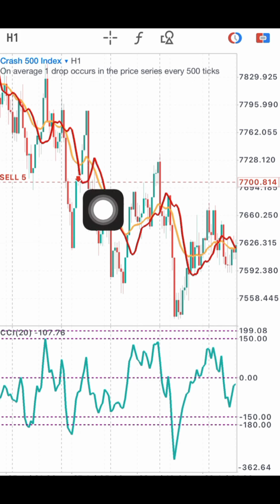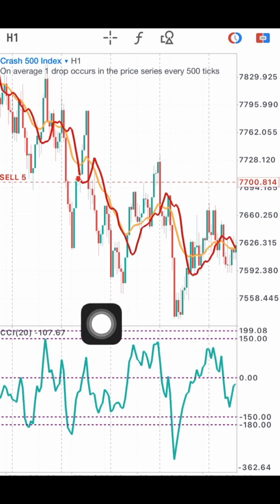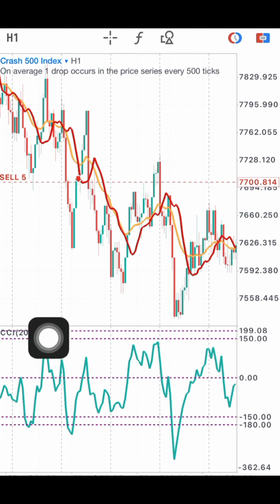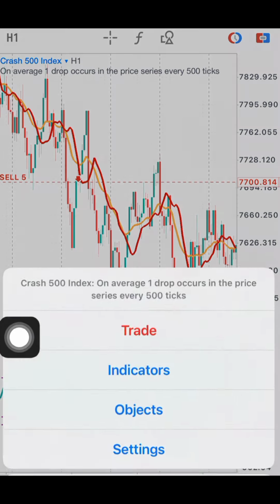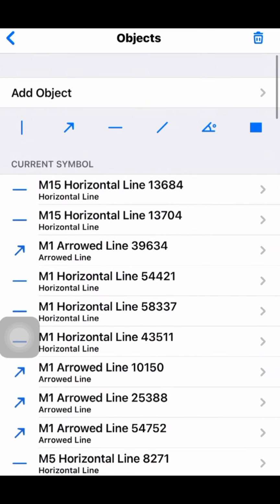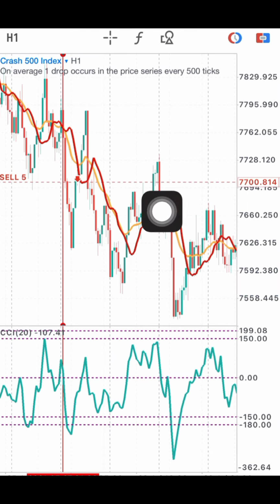This is our entry, and we took this trade while the CCI indicator is between 199 and 150, or between 150 and 180, so we sell again. That's where we sell. And look at it. Let me show you what we have captured here.